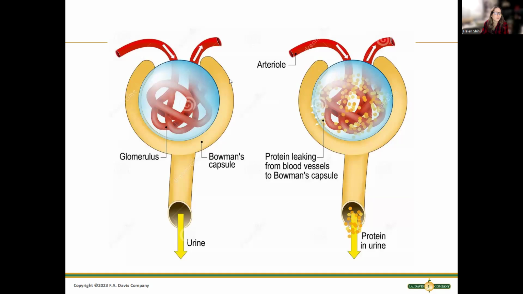Here's a picture of what it looks like when there's damage to the glomerulus. On the left, you have a healthy glomerulus. On the right, you have an arteriole that has been really damaged as a result of diabetic nephropathy. And so all these yellow little circles are protein that is leaking out of the blood vessels into the Bowman's capsule. And so that is going to end with protein in the urine.